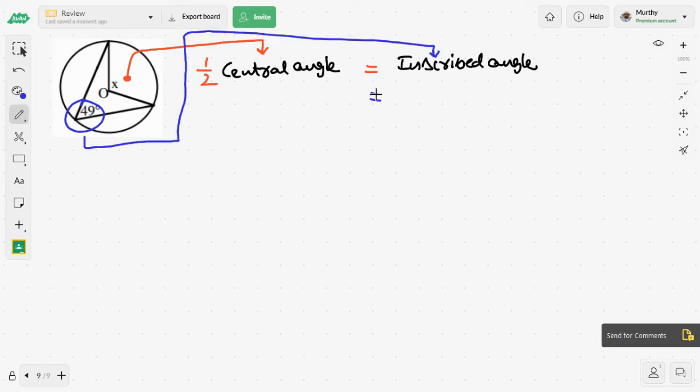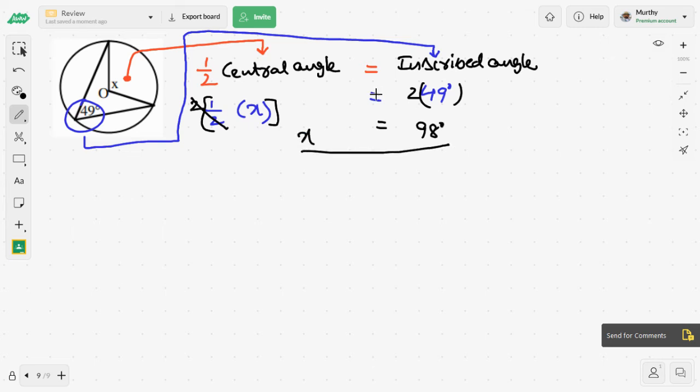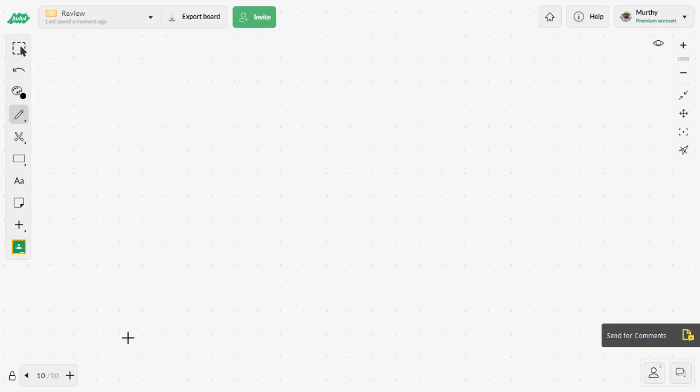Therefore, I take that 49 here, and half of I don't know the central angle value, so half of X equals 49. And again here, simple algebra, you know how to eliminate this fraction. So times 2, so 2 times 49, 98. So the central angle value is this one. The simple logic to remember is half of the central angle equals the inscribed angle. So let me jump to the next question.